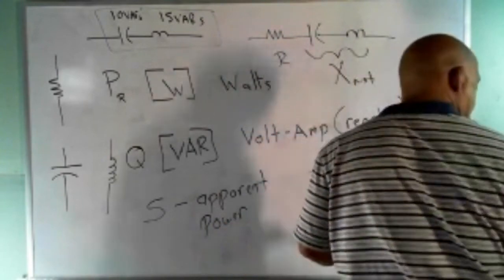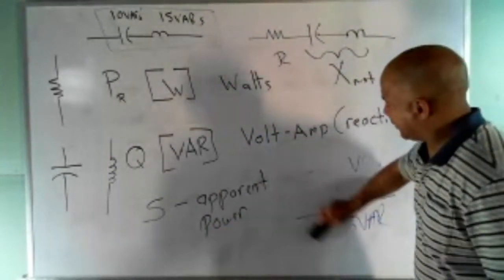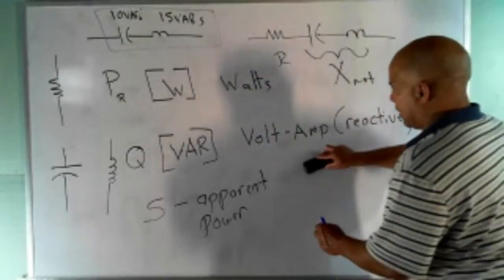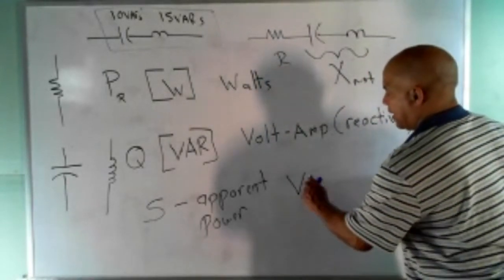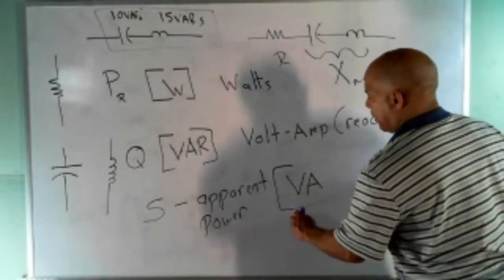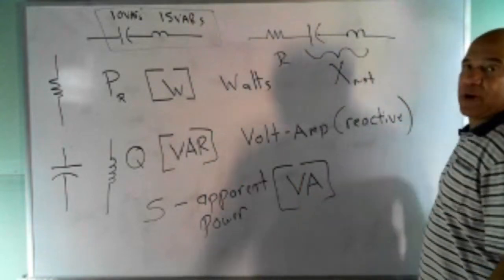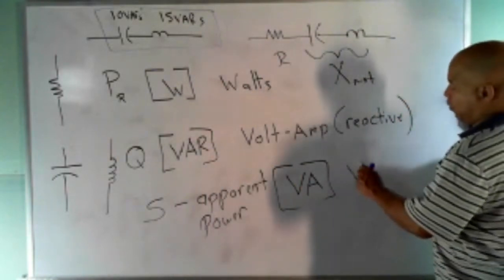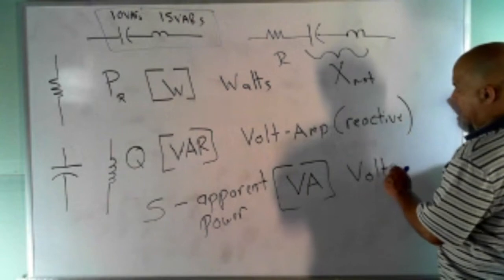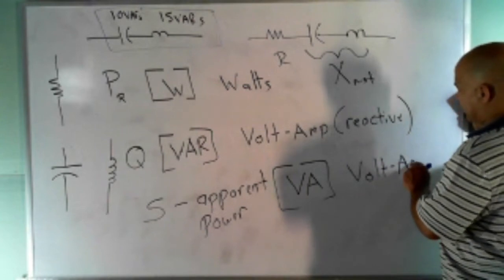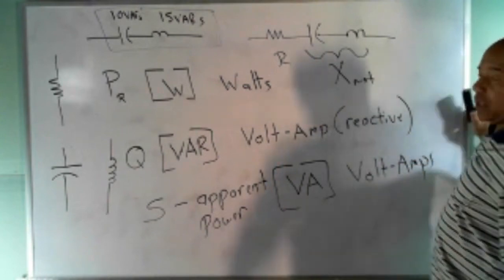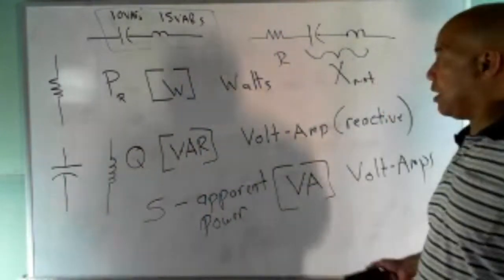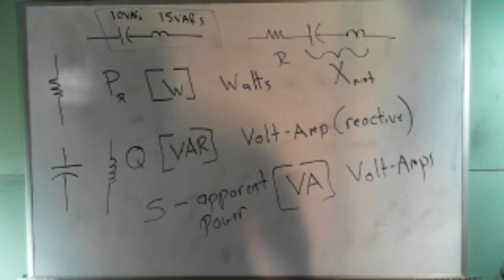Apparent power. The symbol we use for S is the VA. That stands for volt amps. That's another form of power, when you have a mixture of resistive power and reactive power.